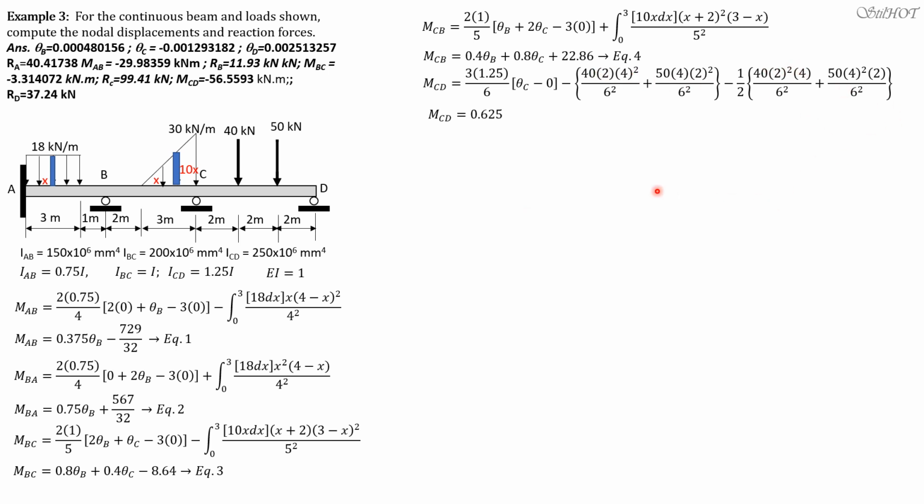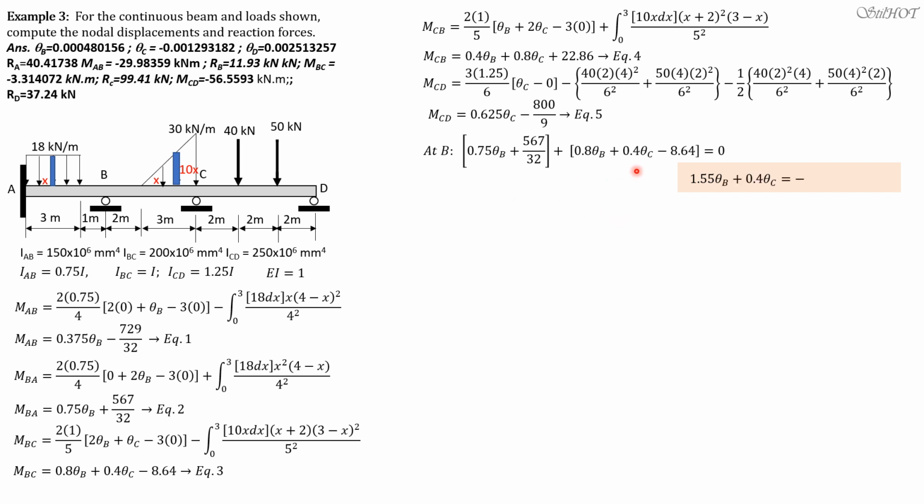So simplifying, moment CD equals 0.625 theta C minus 800 over 9. Call that equation 5. Let's now apply equilibrium equations, which is at B, moment BA plus moment BC equals 0. So this is moment BA and plus moment BC, equate it to 0. Combining like terms, we have 0.75 plus 0.8 is 1.55 theta B plus 0.4 theta C equals negative 7263 over 800.